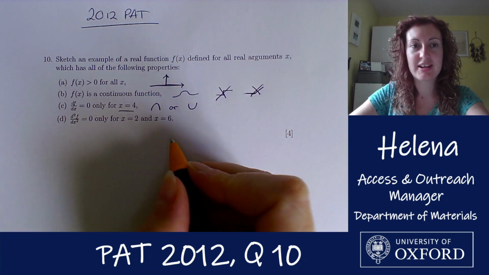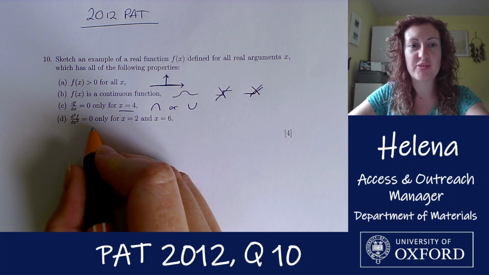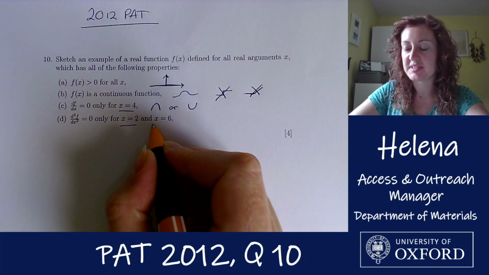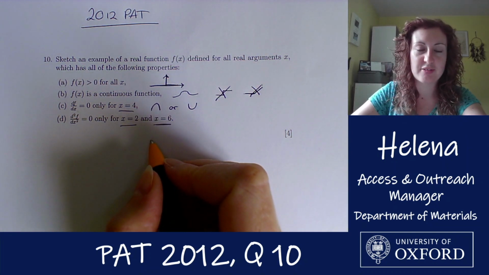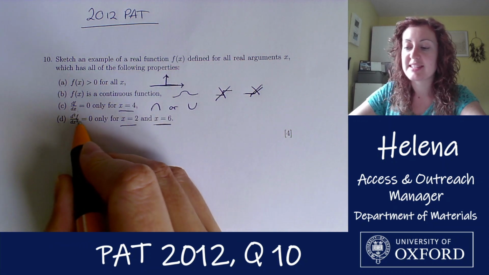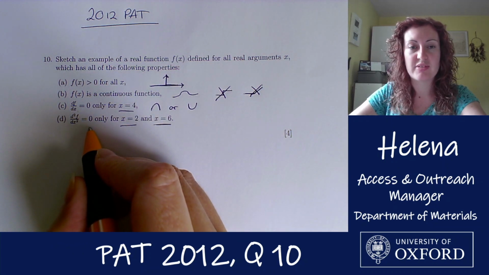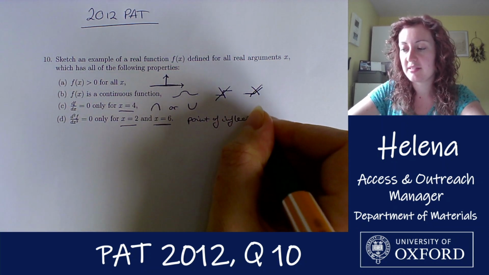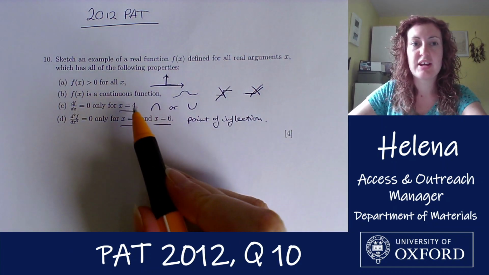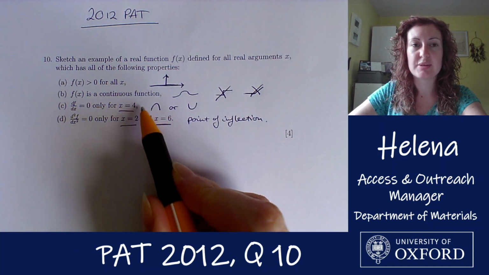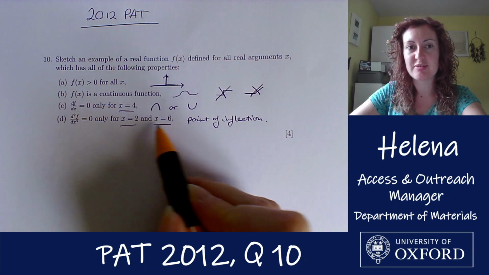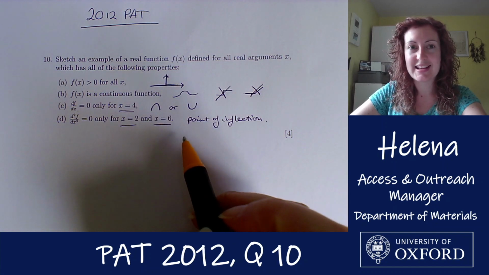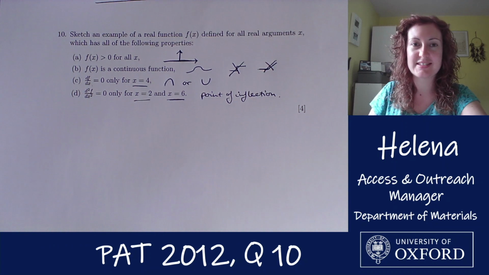And finally, we're told that the second derivative of the function is 0 only for x equals 2 and x equals 6. Okay, so following on from what we were saying from the above point, if the second derivative is 0, this means that we have a point of inflection in our graph. So we have a maximum or a minimum at x equals 4, and we have 2 points of inflection, one at x equals 2 and one at x equals 6. Okay, so let's have a go at starting to sketch this function.